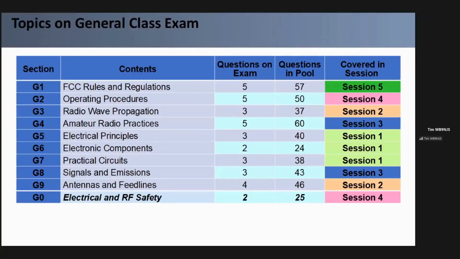So there we go. Now it's working. Let's talk about where we are in this. We are in week 4, session 4, and I'm about to dig in here to the electrical and RF safety. There's 25 questions in the pool, which makes it a little easier, not as much ground to cover tonight. And 2 questions on the exam.